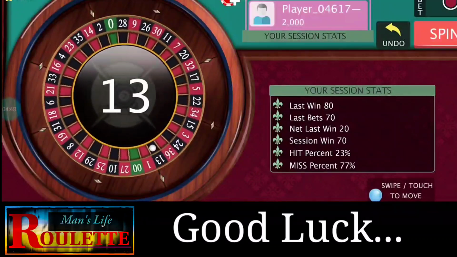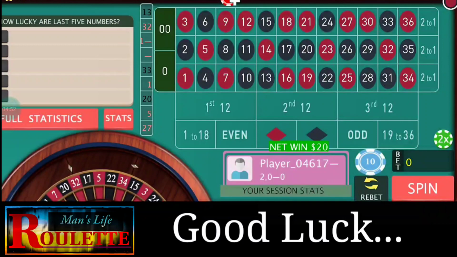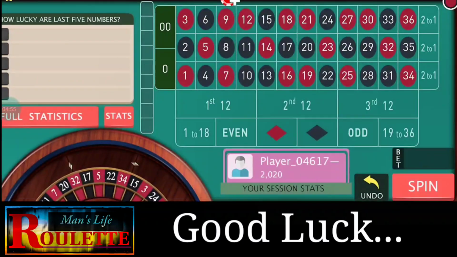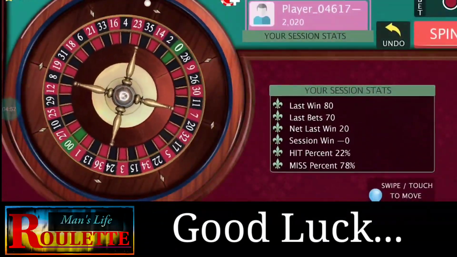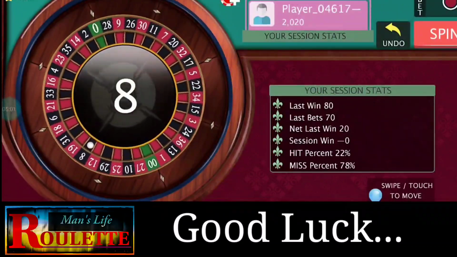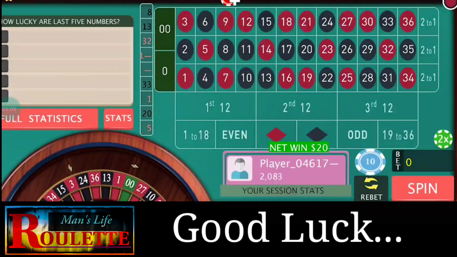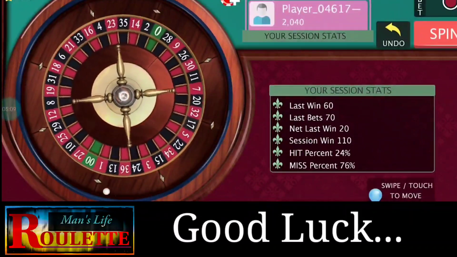It's 10 this time and it's already covered, so I make some profit over here. So this is the second spin, and this time it's 8, and 8 is in the first dozen, which is totally covered, so nice profit again. So again repeat and play.